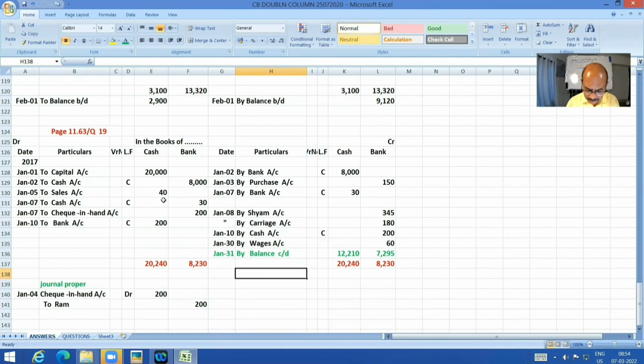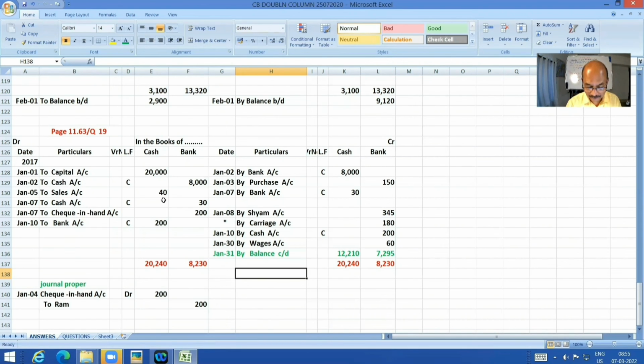Cash to sales 40. Very simple. Paid into bank cash 30 and check 200. This is the CBSE syllabus. Paid into bank. Most students will immediately think it's a contra entry. Let me put it: 230, bank to cash, cash by bank.